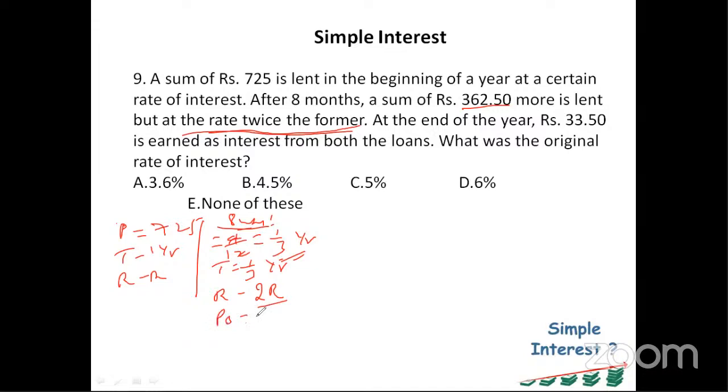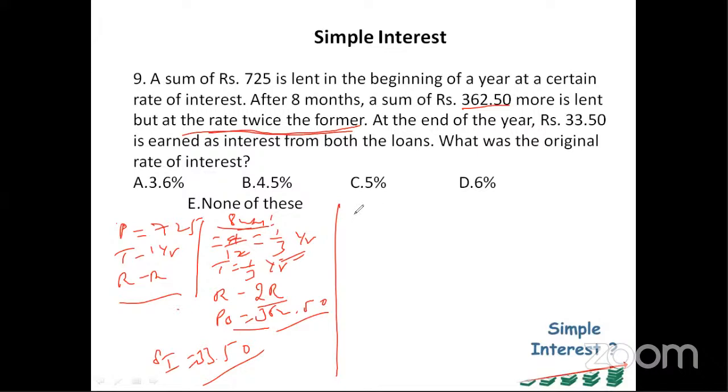So this becomes extra. We can say PB 362.50. It was added. At the end, in total we received interest. Total interest was 33.50. Okay. So let us do it. It means we have to add this one plus this one, both.